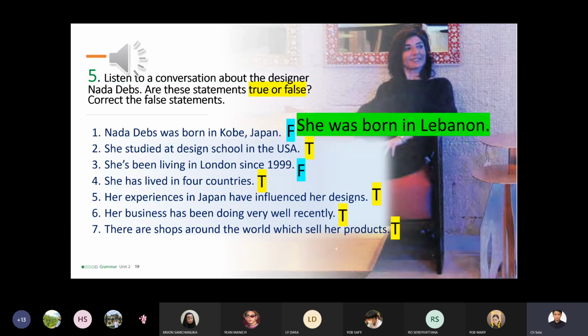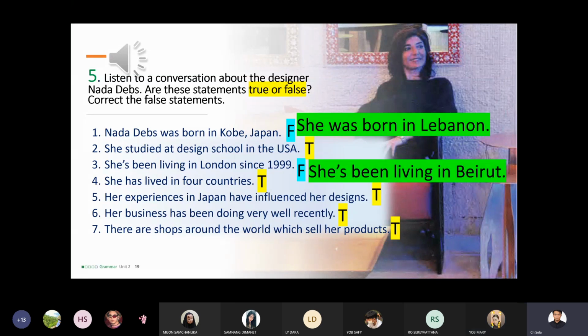Okay, number 3. She's been living in London since 1999. She stayed till 1999. Not living there, just stayed there. So where does she live then? She's been living in Beirut. Right, she's been living in Beirut since 1999. Okay, but before Beirut, she was living in London, right? Until 1999. Okay, so this is the answer. Do you have any questions from the listening here?